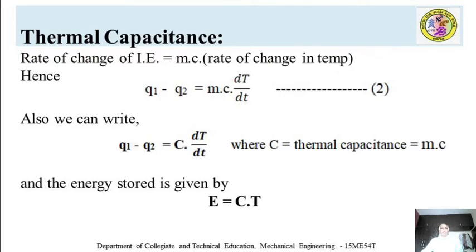So rate of change of internal energy is equal to MC into rate of change of temperature. Q1 minus Q2 equals MC dT by dt. We can write Q1 minus Q2 equals C dT by dt, where C is called thermal capacitance, which is equal to MC. The energy stored is given by E equals CT, where C is the thermal capacitance and T is the temperature difference.